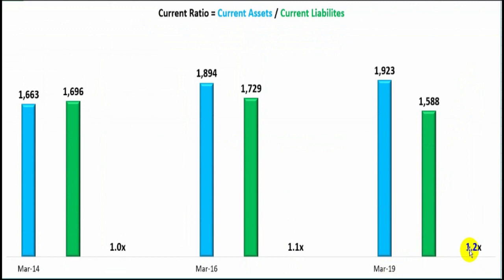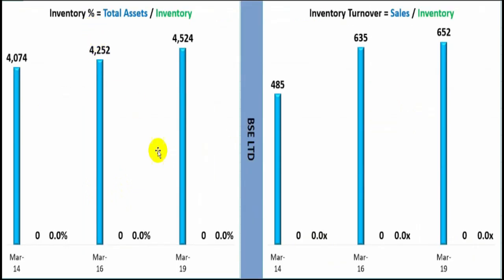Current ratio is comfortable at 1.2 times, meaning the company's current assets, those assets which the company can sell off in the current year, can pay off the current liabilities, or liabilities which it has to pay in the current year. So it is in a comfortable position, and throughout it has managed to increase its current assets against the liabilities. Inventory would be zero as this is a service-based industry.